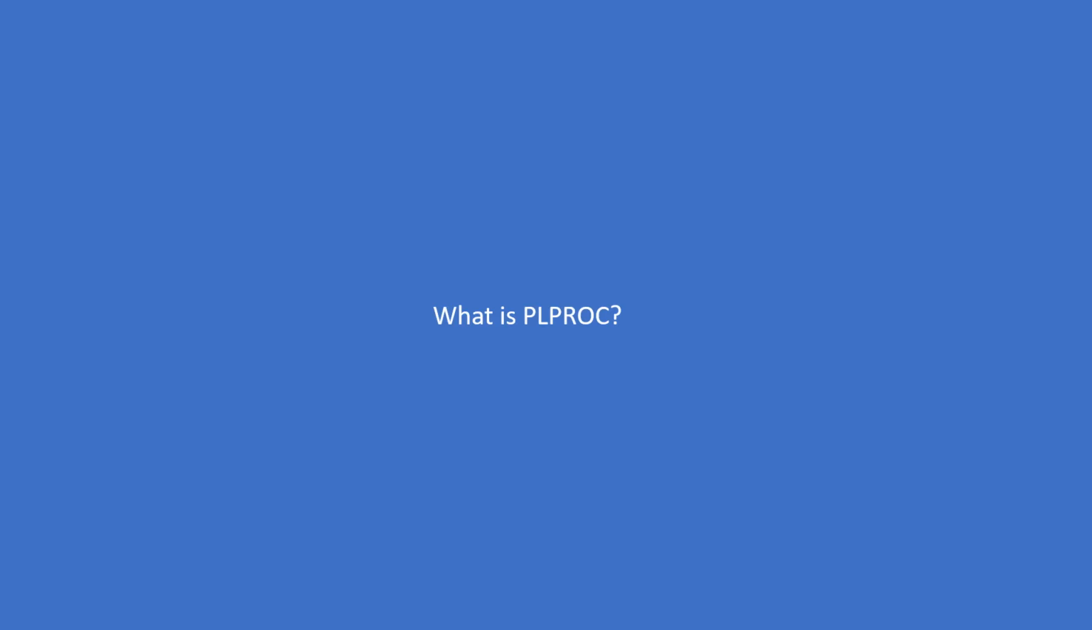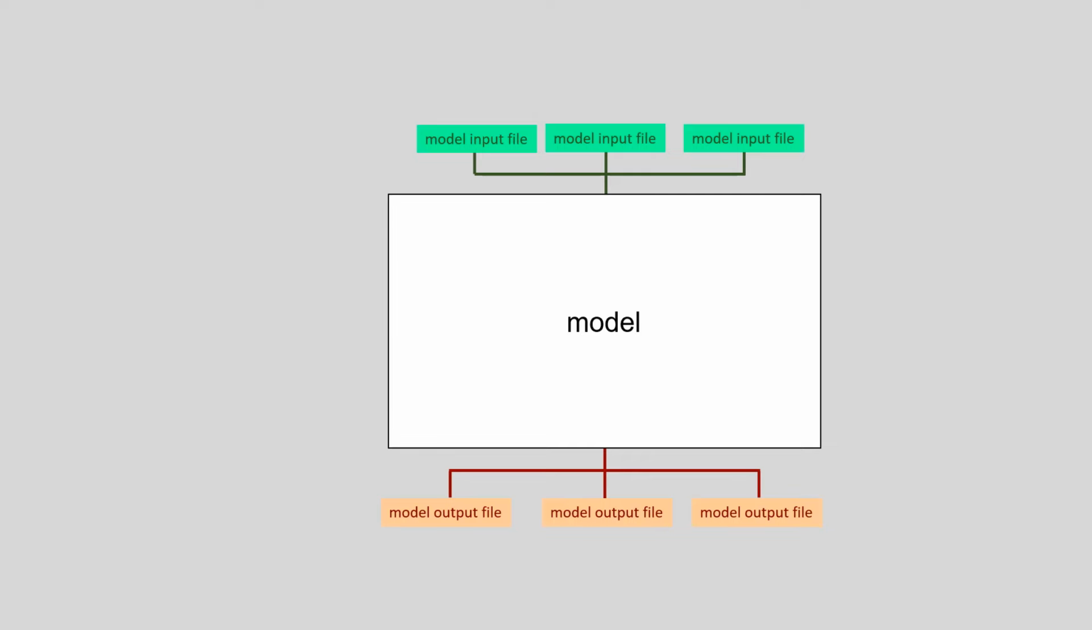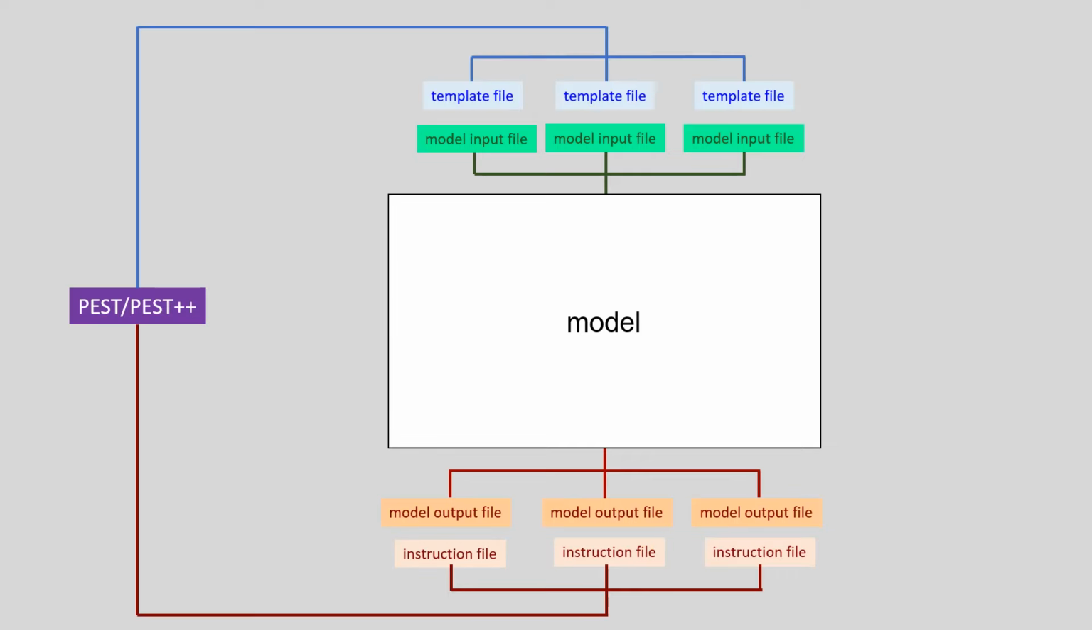Well, to discuss PLPROC we really have to discuss what a model does. So suppose we're using PEST or PEST++ to calibrate a model. I've got a picture of the model here. Now that model has input files and output files, and as we discuss in other videos, this is the way that PEST or PEST++ interacts with the model. This is the non-intrusive interface that it uses to change parameters, run the model, and read model outputs.